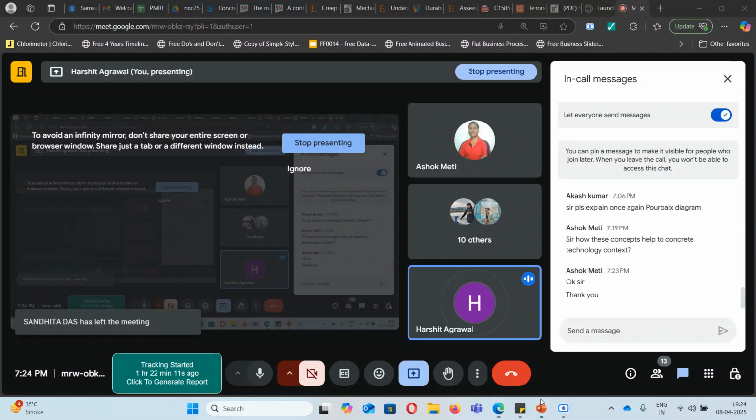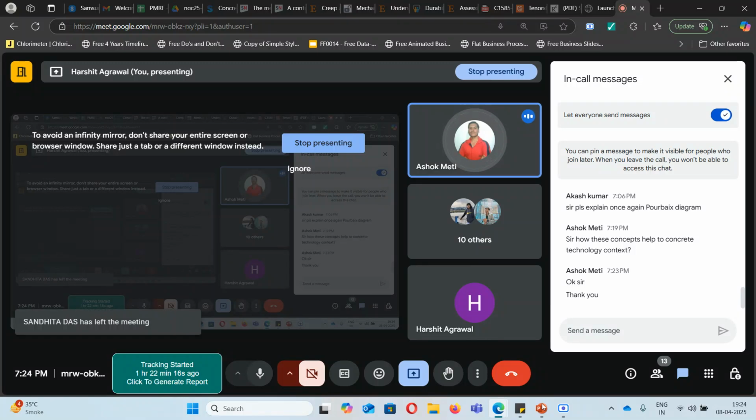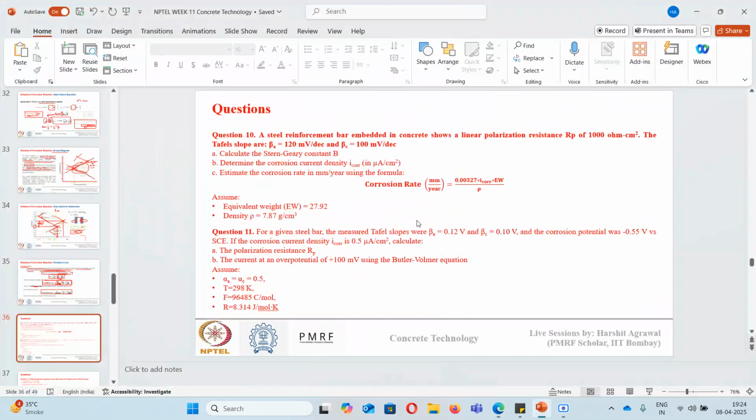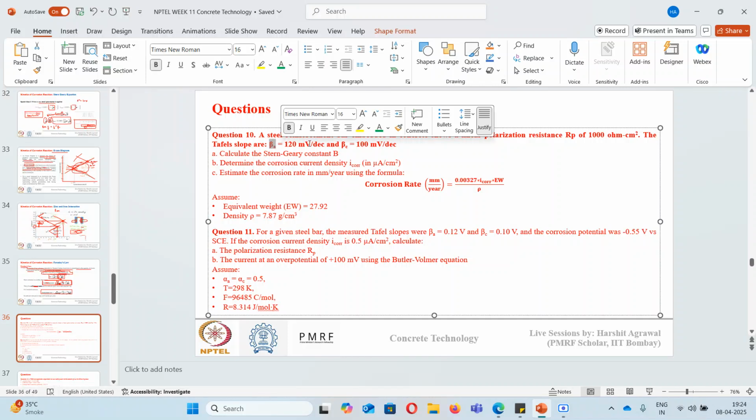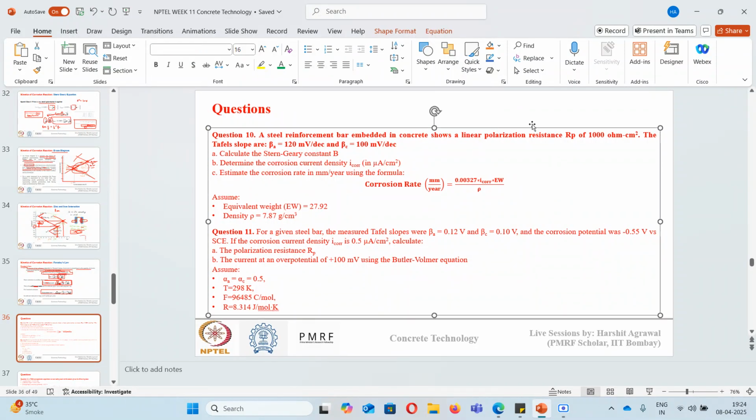Okay. Purvis Sir, sir, diagram. All these theories are empirical or experimental based. You can derive all these things experimentally. So all these plots that I'm saying, the beta A, beta C, corrosion current, can all be derived experimentally also. For that, there is an instrument which is known as potentiostat.